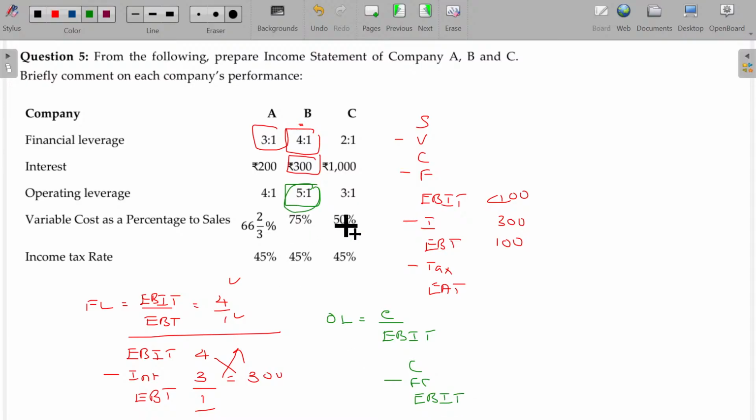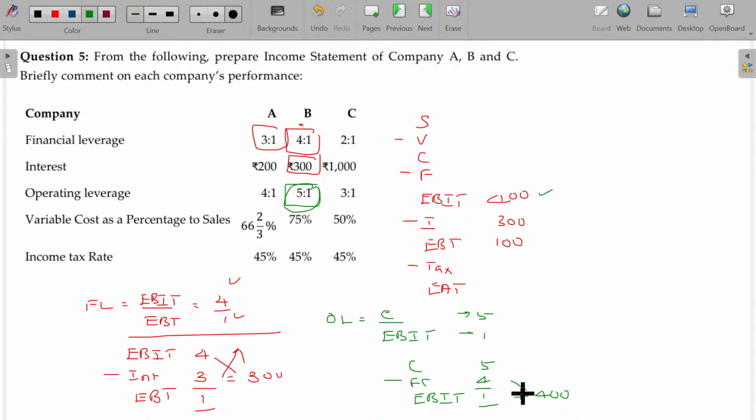As per the operating leverage, C being 5 times and EBIT being 1 time. This is 5 times, this is 1 time. From this, it is very clear the fixed cost should be the balancing figure, 4 times. Among the three, now we calculated the EBIT 400. Substitute 400 here.